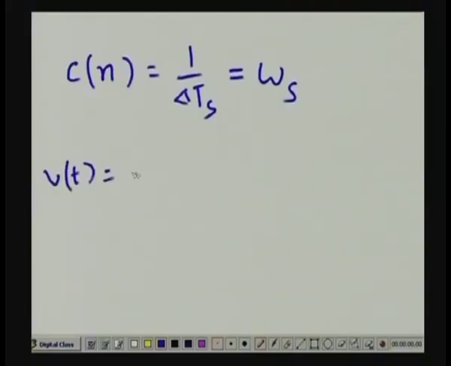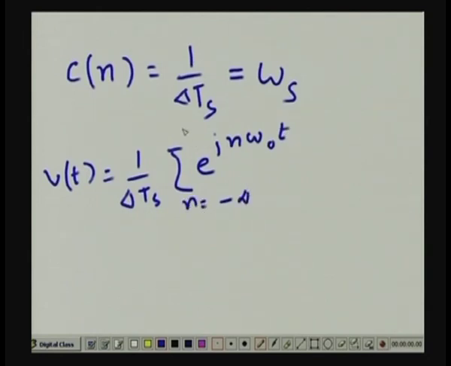Now, with this value of C n, now the periodic signal v(t) can be represented as 1 upon delta T s summation of e to the power j n omega naught t for n equal to minus infinity to infinity. So, what does it mean? This means that if I take the Fourier series expansion of our periodic signal, which is in our case Dirac delta function, this will have frequency components, various frequency components, where the fundamental component of the frequency is omega naught, and it will have other frequency components of twice omega naught, thrice omega naught, 4 times omega naught, and so on.